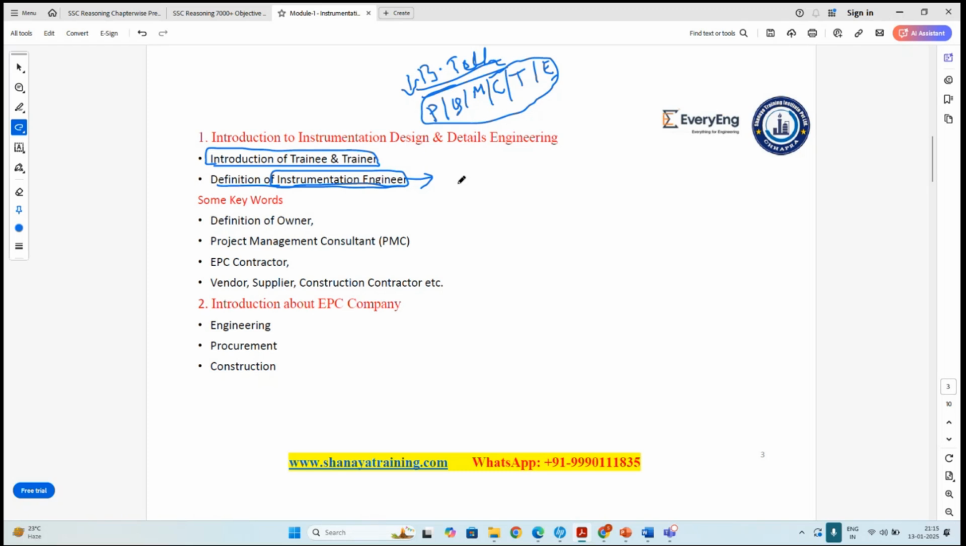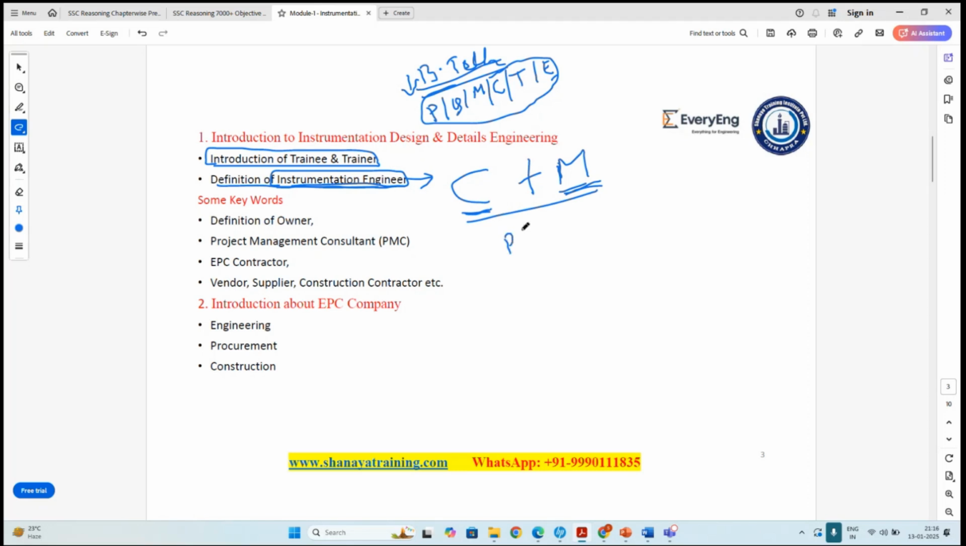Don't say I prepare the documents. At the end of the day, you will prepare the documents, but don't say that. The roles and responsibilities of the instrumentation engineer are to control plus monitor or measure. Control and measure. The instrumentation engineer's purpose is to control and measure. What will he control and what will he measure?